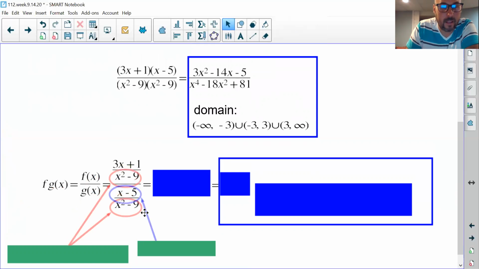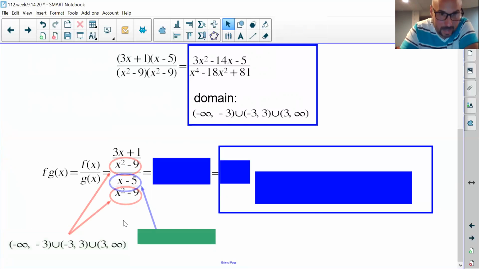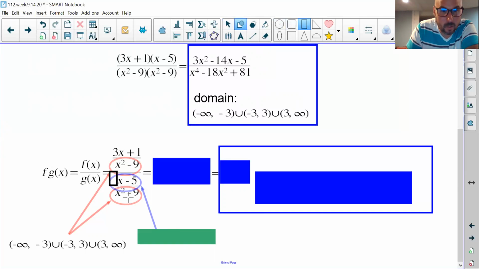So not only can x squared minus 9 not be 0, but this x minus 5 is a problem. If x minus 5 is 0, then this whole denominator would be 0. For example, if x is 5, then this is 5 squared minus 9. So that's 25 minus 9, that's 16. But this is 5 minus 5, which is 0. And immediately that's not really a problem because 0 divided by 16 is just 0.